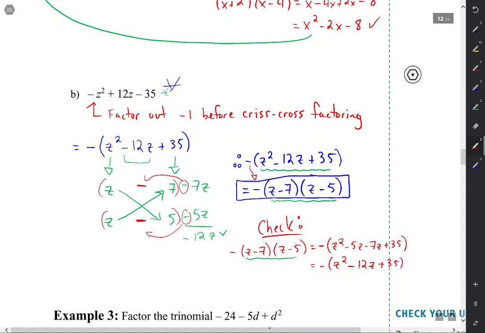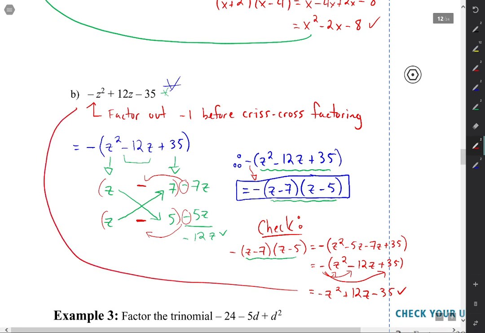And now if we took this one step further and we distributed this negative sign into the brackets there, we would get negative z squared plus 12z minus 35. And would you look at that, we have the original expression up here. Now I do want to point out one thing before we move on.